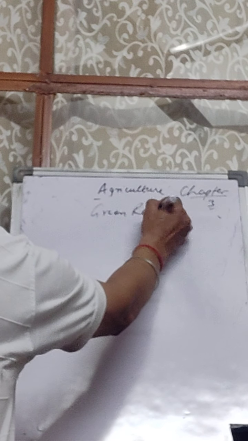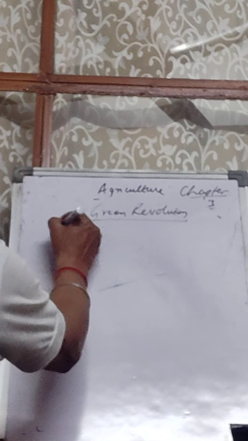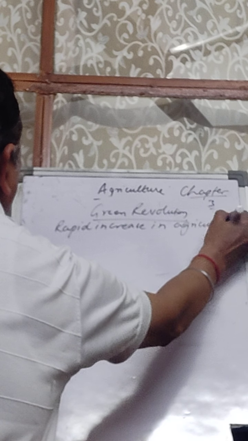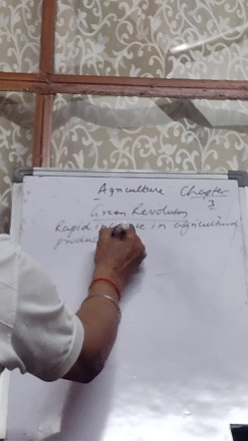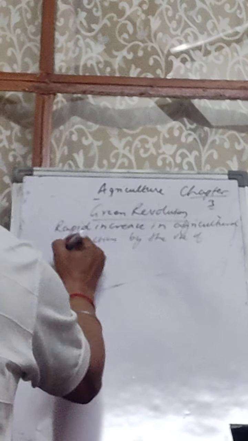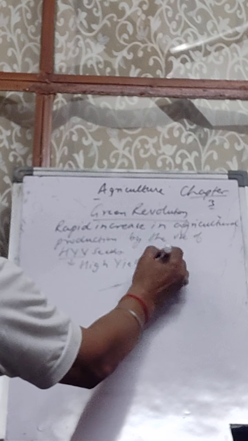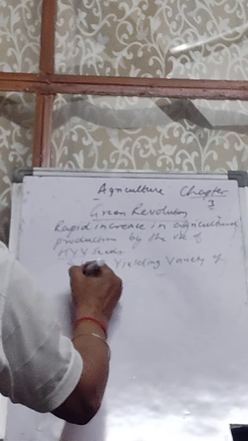Now next we have the concept of green revolution. Now this green revolution is concerned with the rapid increase in agricultural production by the use of HYV seeds. Now what is the full form of HYV seeds? High yielding variety of seeds. So this is known as green revolution. It means the increase in agriculture production by the use of HYV seeds.